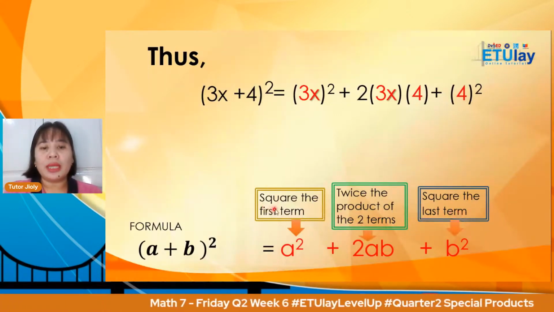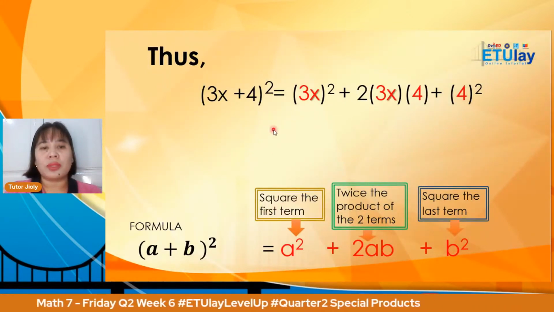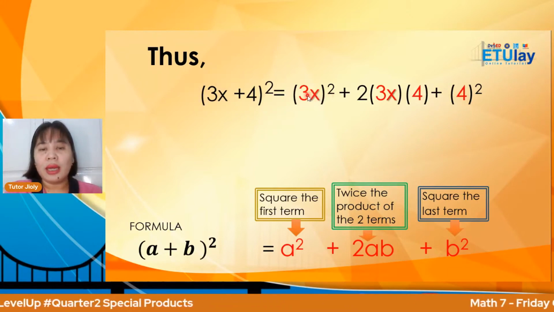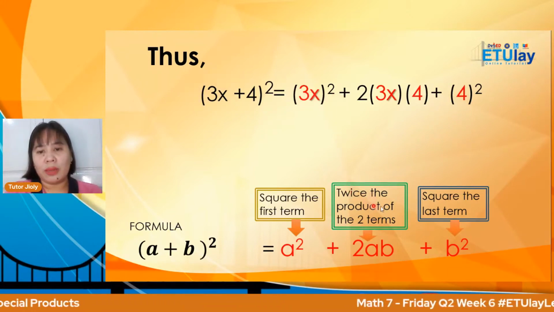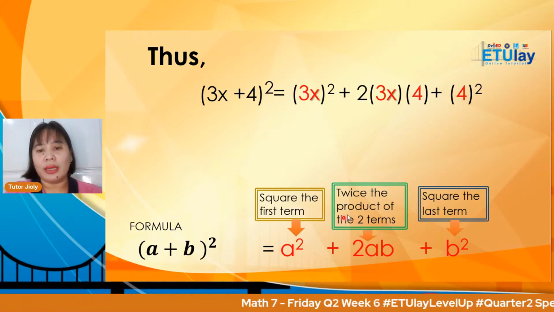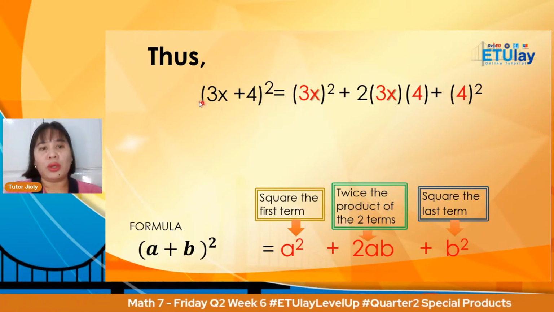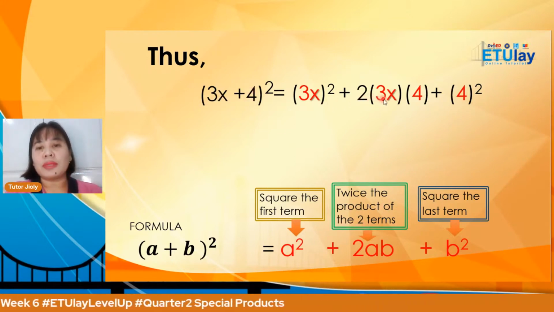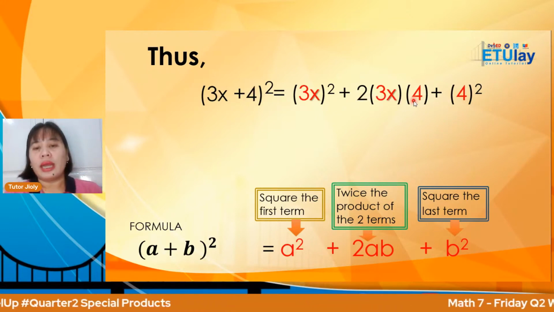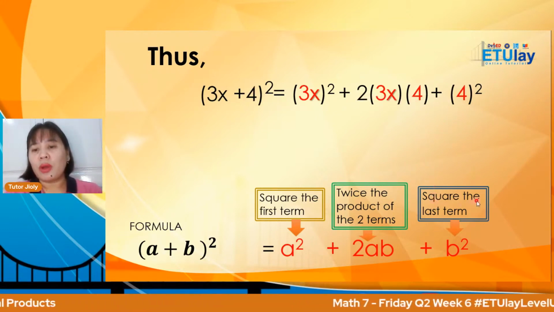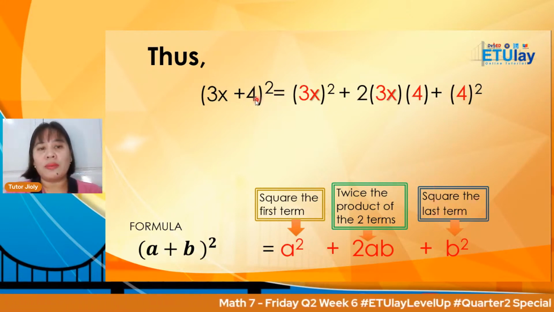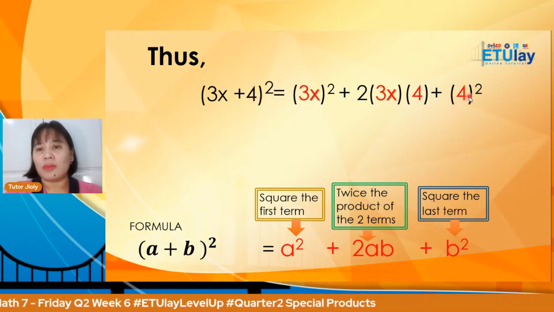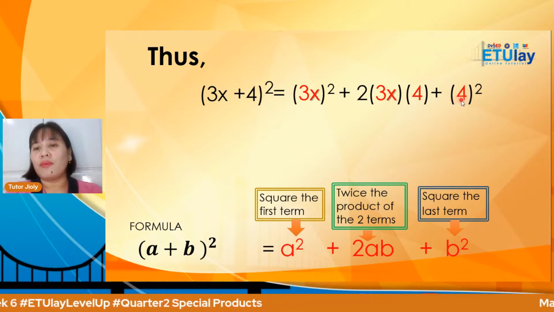So, sabi dito, we're going to square the first term. So, ito po yung first term natin, yung 3x. So, isi-square natin. Then, twice the product of the two terms. So, ito yung two terms natin, yung 3x at saka 4. So, 2 times 3x times 4. Then, after that, square the last term. So, yung last term natin sa given natin is 4. So, we have quantity of 4 raised to 2.